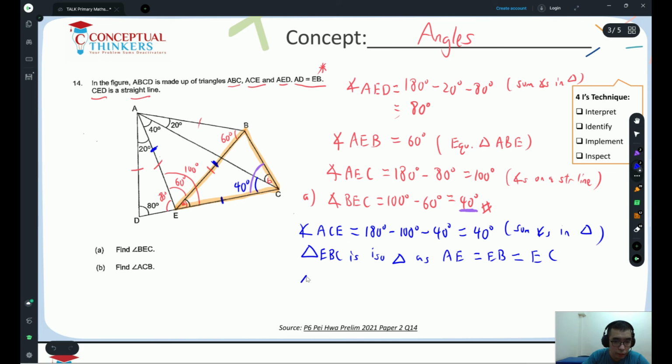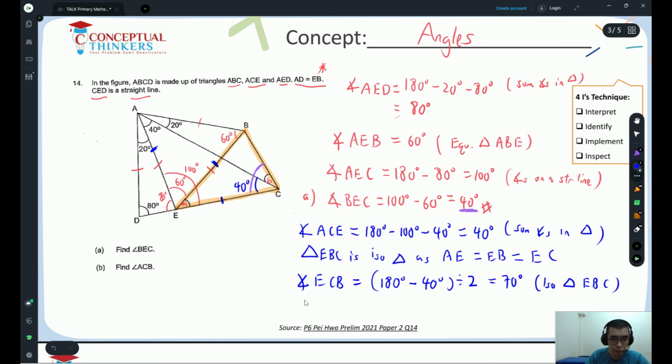So to find angle ECB, what I need to do is just take 180 degrees, minus away 40, then divide by 2. Take the whole thing, divide by 2. Okay, so this will give me 70 degrees. So this is based on the isosceles triangle EBC.